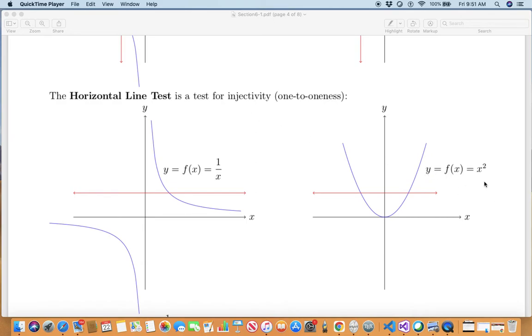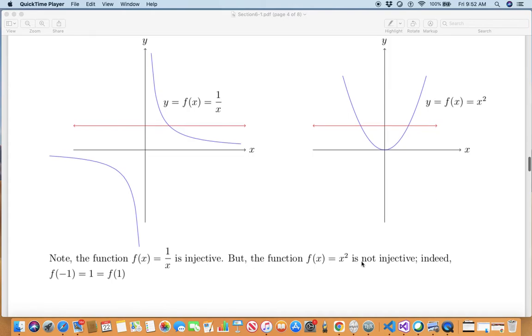On the other hand, f(x) equals x squared. Here is an x, here is an x. They both have the same height. See, the horizontal line meets my graph in two locations. That means there are two different x values which give me the same y coordinate. So the horizontal line test fails here. The horizontal line test passes here. So this function is injective. This function is not injective.